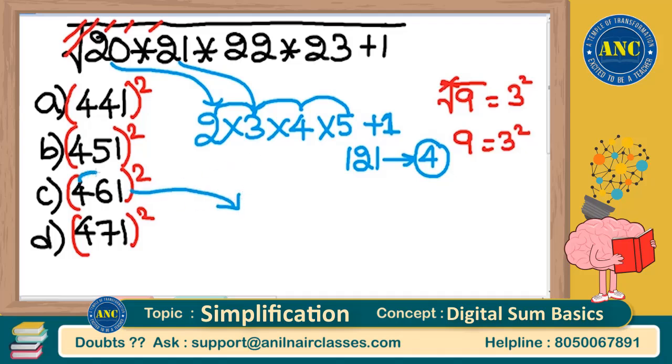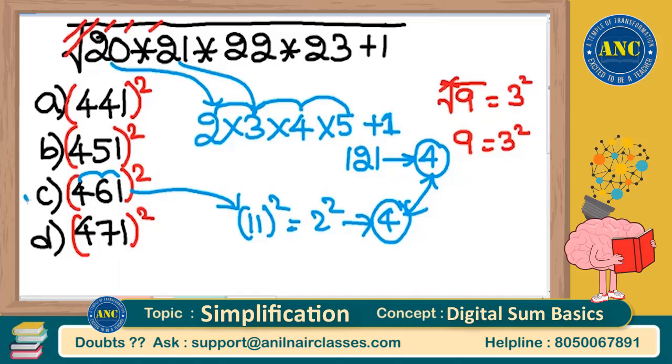4 plus 6 is 10, 10 plus 1 is 11, 11 digital sum is 2. 2 square is 4. Question digital sum is matching with answer digital sum. This should be the correct answer. Whenever I have the square root, apply square on answer options, if the question is having only square root, not plus something extra. So please don't get confused. Apply square on all the answer options so that you will get the answers very, very fast. I hope the idea is clear, sir.